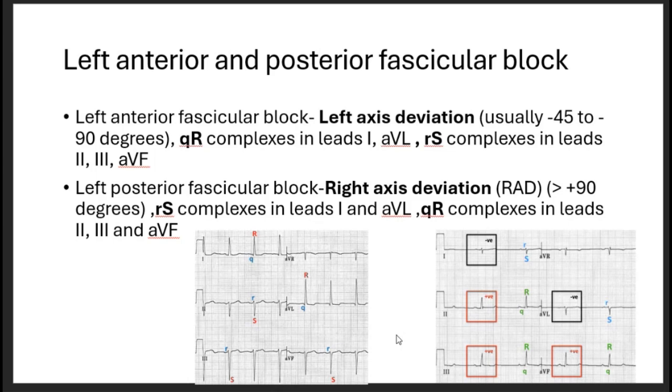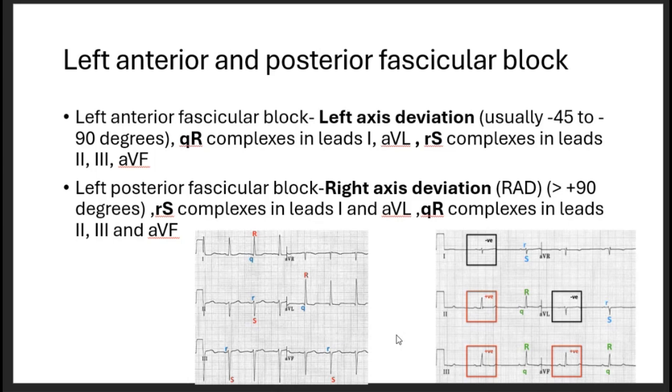So you see right axis deviation, which is usually, if you see lead 1 negative, then you can already suspect right axis deviation. Right axis deviation can be caused by other things too, but if you suspect the hemiblock because the QRS is already prolonged, not like a hypertrophy, then it's a left posterior fascicular block. And instead of QR in lead 1 and AVL, you see RS in lead 1 and AVL and QR in leads 2, 3, and AVF.